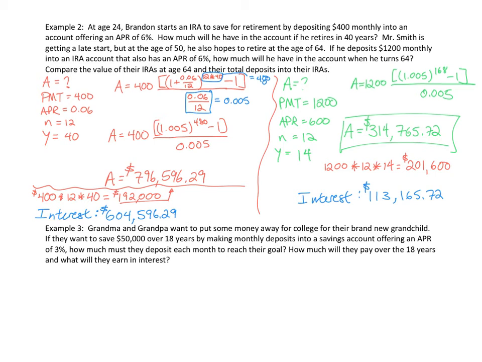Smith will have interest of $113,165.72, which is nothing to scoff at. Over a 14-year period, maybe that's like $8,000 or $9,000 a year. But I'll tell you, that's not the same as getting $15,000 a year for 40 years. Brandon is going to be much better off in retirement.